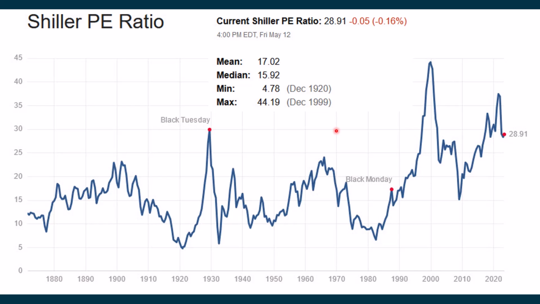Another thing that we look at is a thing called the Shiller PE ratio. This was developed by Robert Shiller and has gained a lot of popularity. Right now we have a reading of 28.91, where the mean and the median is between 16 and 17. So from a pure numbers basis, we are considered to be overvalued with this indicator as well.